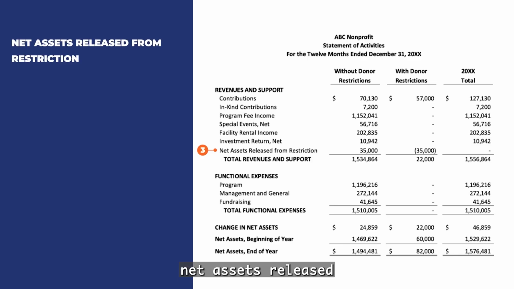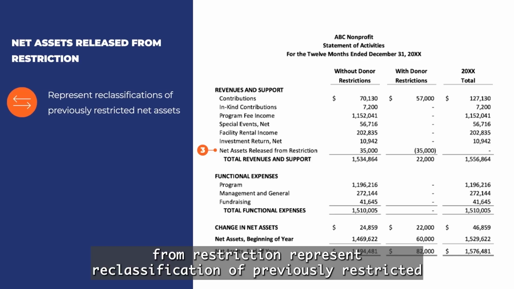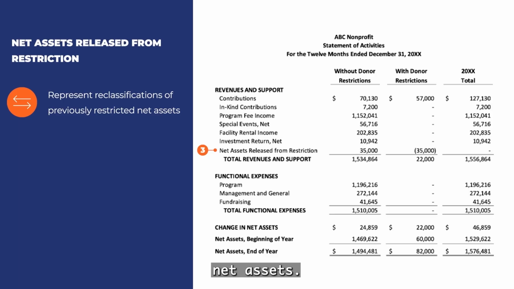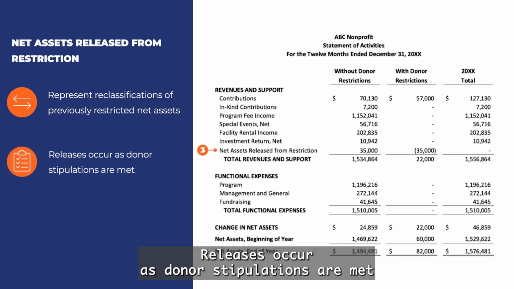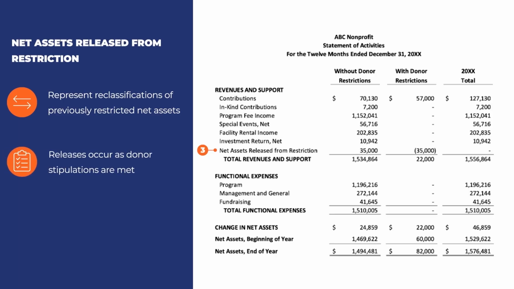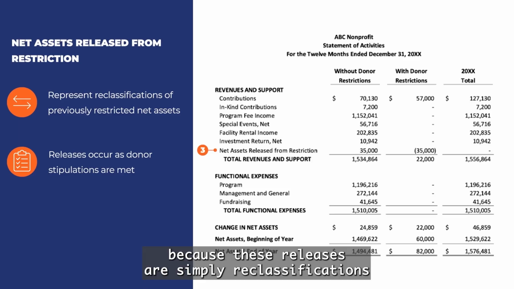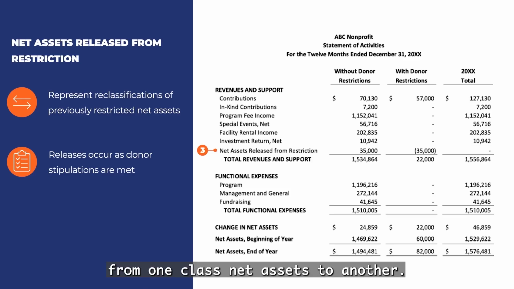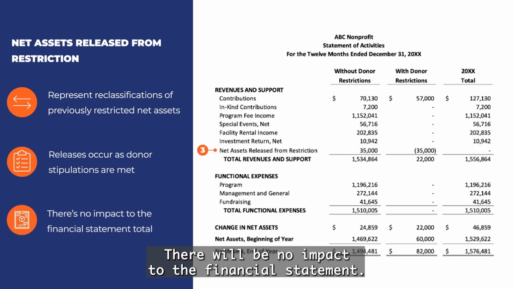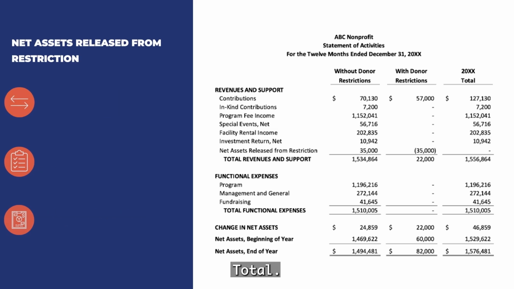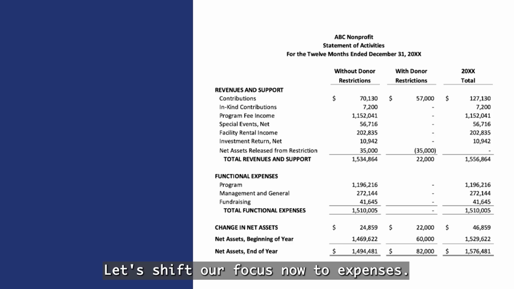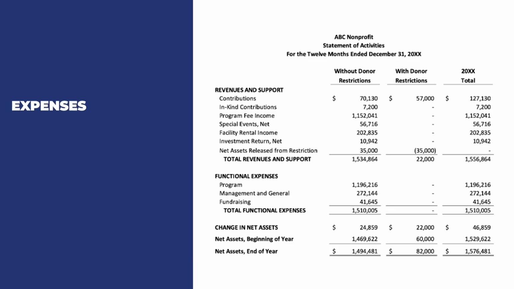Net assets released from restriction represent reclassifications of previously restricted net assets. Releases occur as donor stipulations are met. Because these releases are simply reclassifications from one class of net assets to another, there will be no impact to the financial statement total. Let's shift our focus now to expenses.